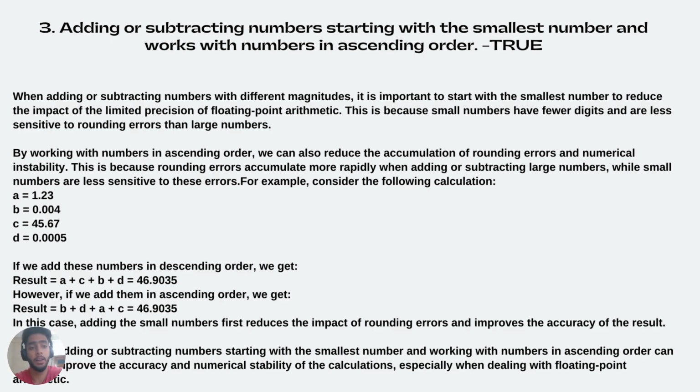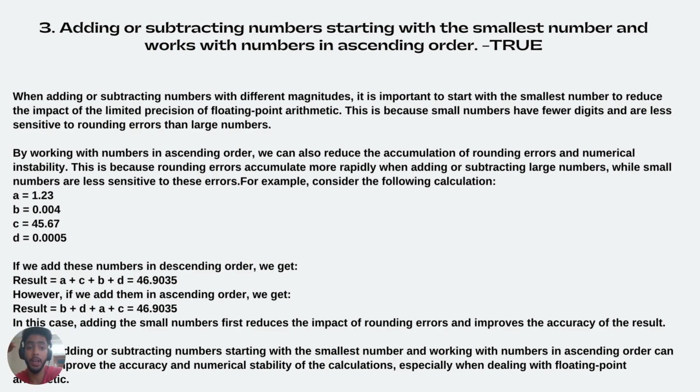So here we have that adding or subtracting numbers starting with the smallest number and working with numbers in ascending order. I would say that this statement is true because when we add or subtract numbers of different magnitude, it is very important to start with the smallest number to reduce the impact of the limited precision of floating point arithmetic. Because as we know, it's accurate till the fourth decimal place, and this is because small numbers have fewer digits and are less sensitive to rounding errors than large numbers. By working with the numbers in ascending order, we can also reduce the accumulation of rounding errors and numerical instability.